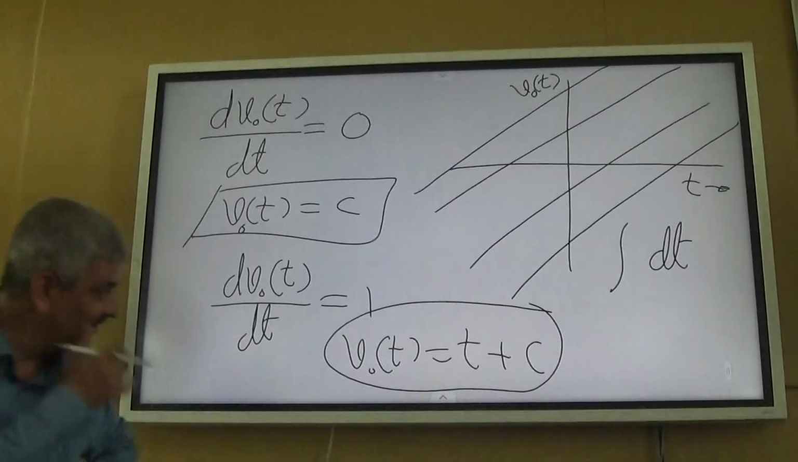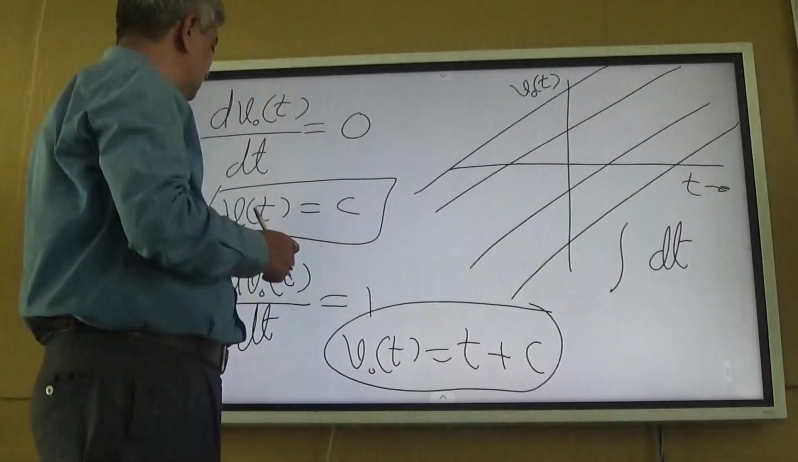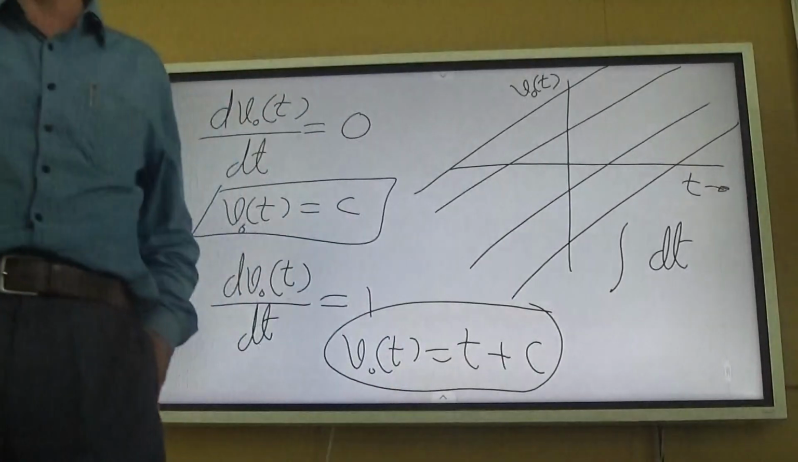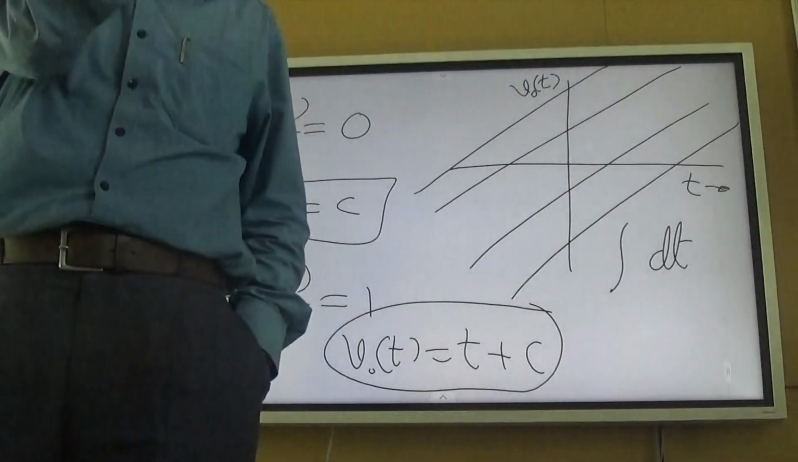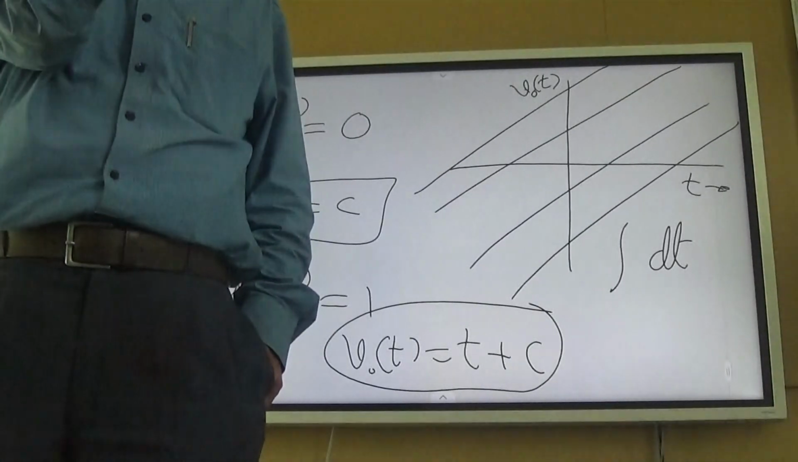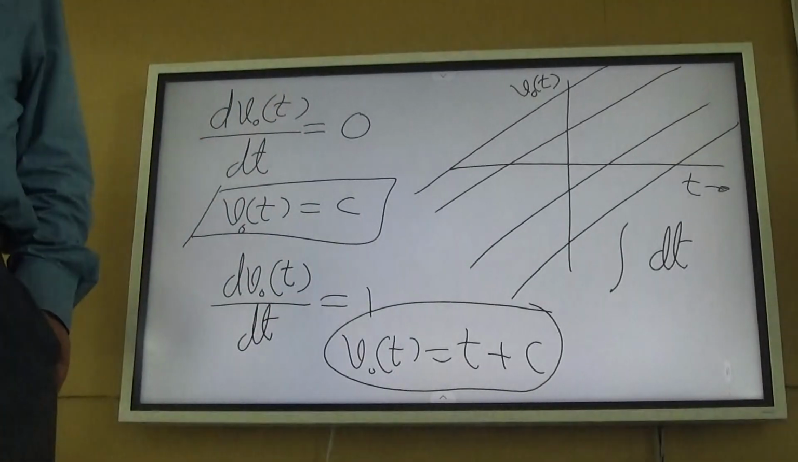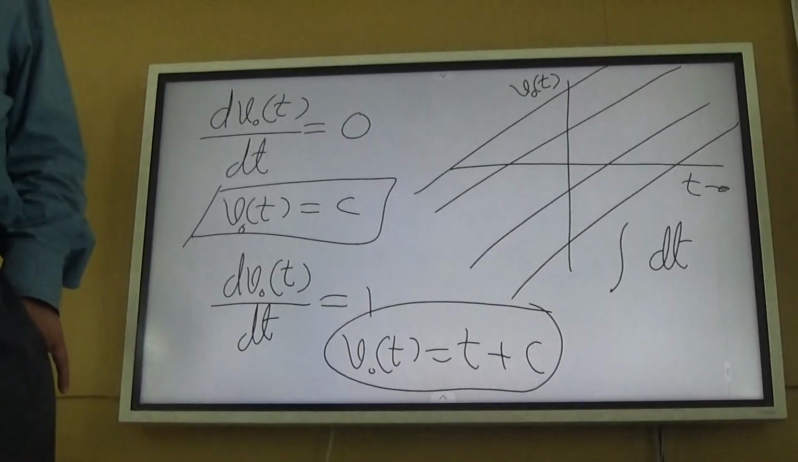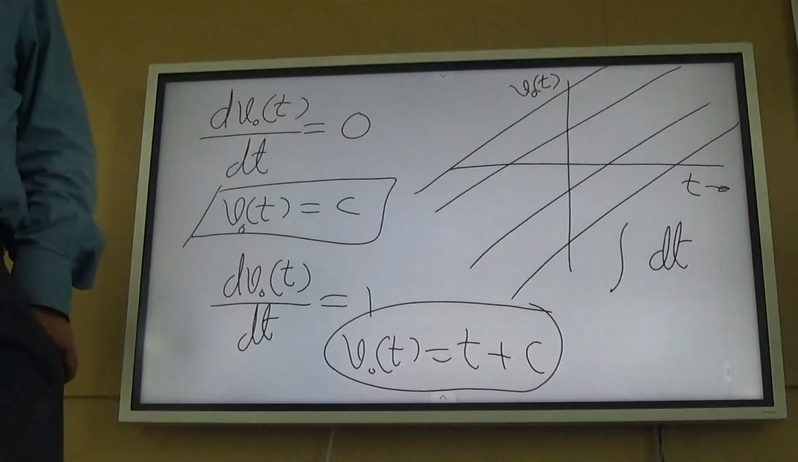Okay. So we integrate on both sides. The integration of dVOT/dt dot dt is VOT, and on the other side the integration of 1 dt is t plus C. And how will the integration of dVOT/dt come? How will you proceed further?